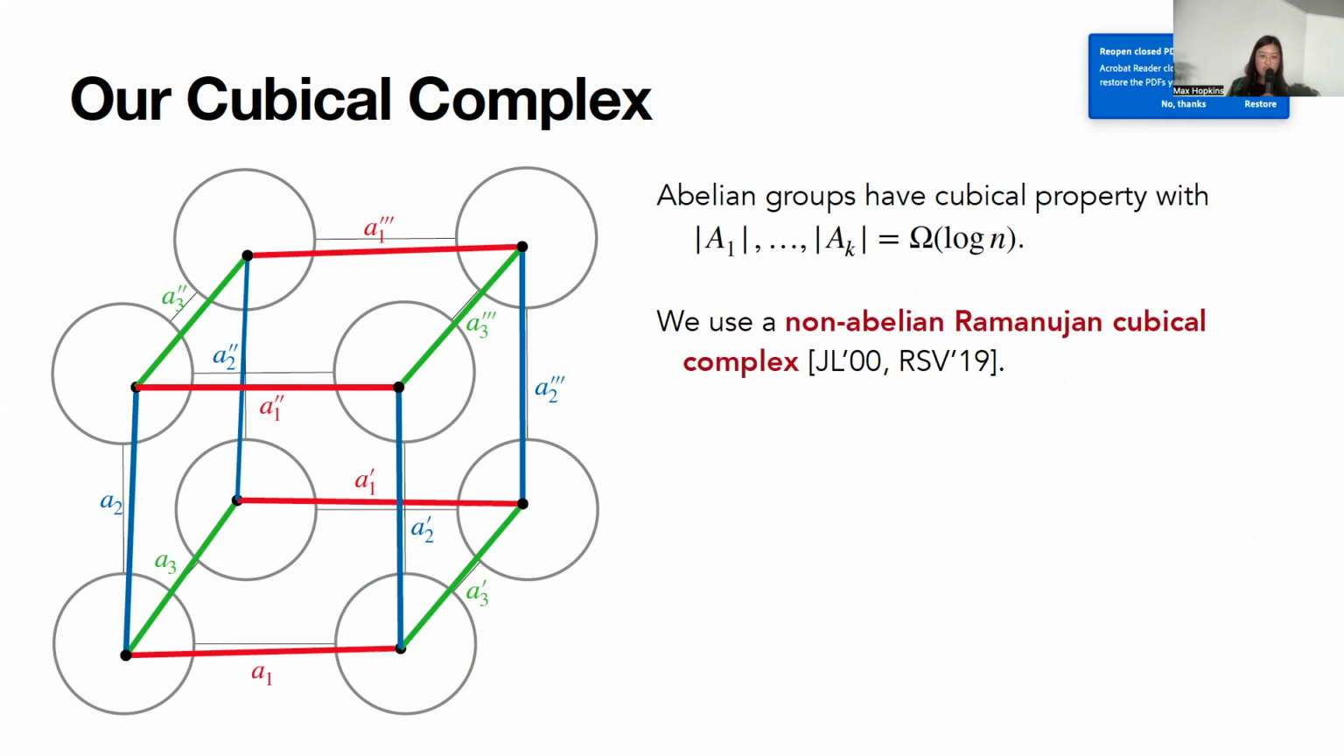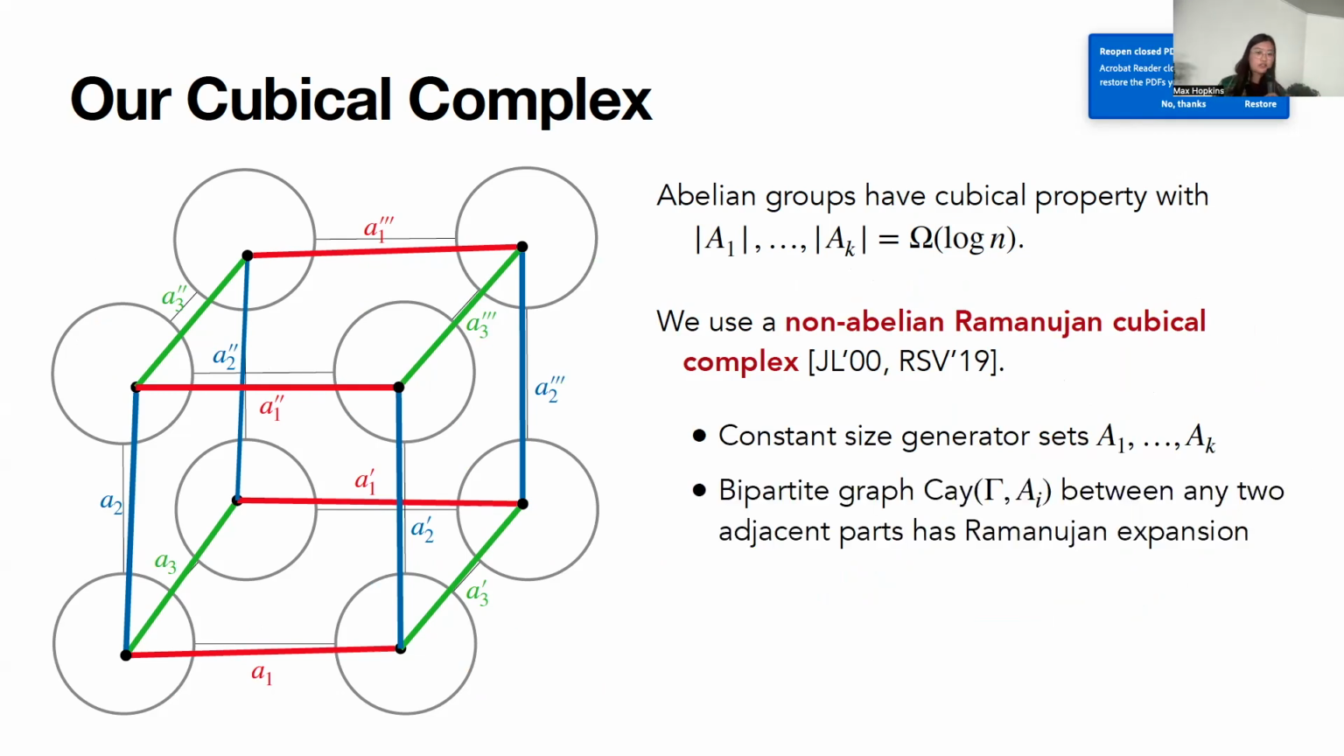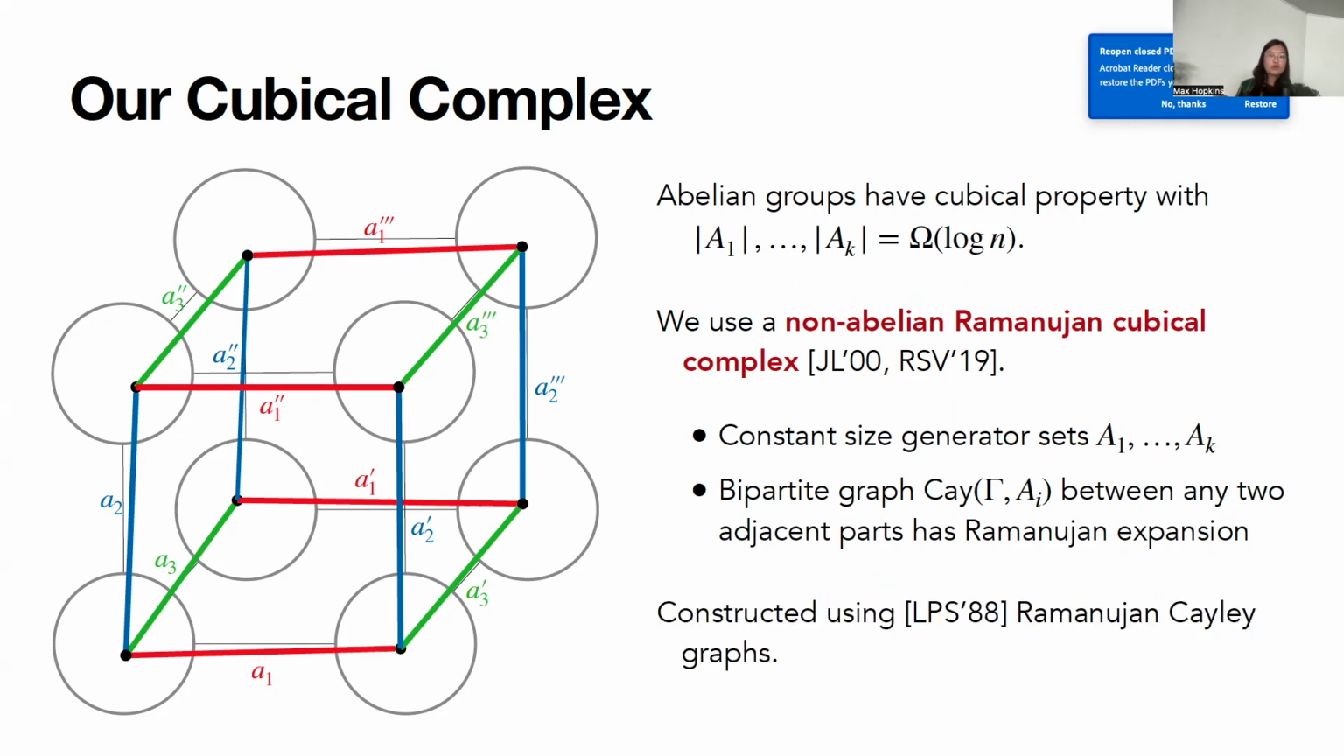In particular, we're going to use a non-abelian Ramanujan cubical complex due to Jordan and Livne in 2000 and also RSV in 19. This has the property that you have constant size generator sets, A1 up to AK. Also, between any 2 neighboring parts, the resulting Cayley graph has Ramanujan expansion. And we know how to construct these things using the LPS Ramanujan Cayley graphs. Turns out that if you pick the same group gamma and you pick different LPS generator sets, you will get such a cubical complex.